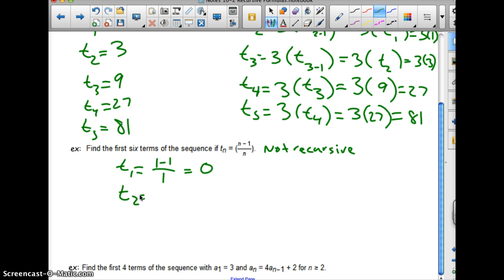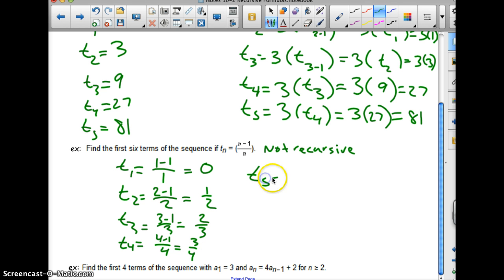The second term is going to be, I plug in 2 for all those n's. So 2 minus 1 over 2, and that's going to be 1/2, right? And then for the third term, 3 minus 1 over 3, that's 2/3. Right? And then for the fourth, we have 4 minus 1 over 4, which is going to be 3/4. And once you start recognizing the pattern, it's really pretty straightforward. We can already make a prediction. 1/2, 2/3, 3/4. It would make sense that it would be 4/5, which it is.